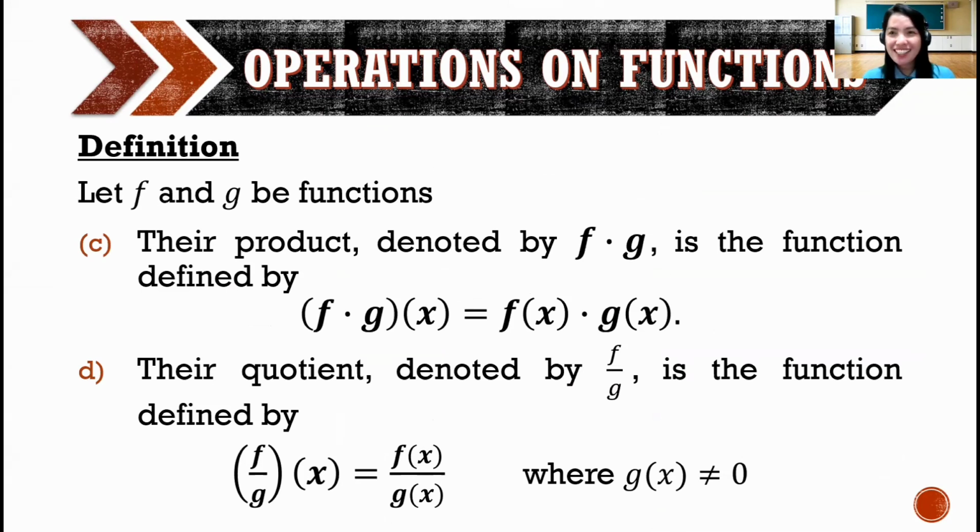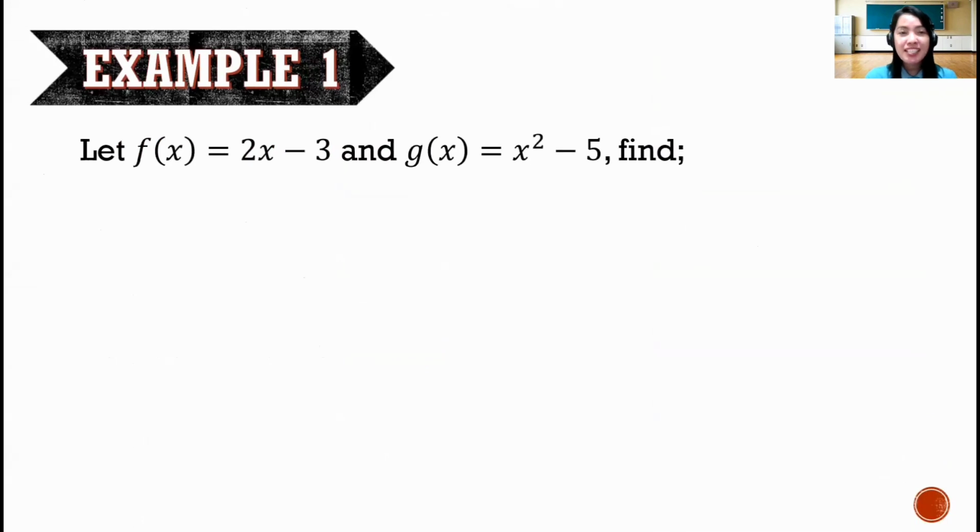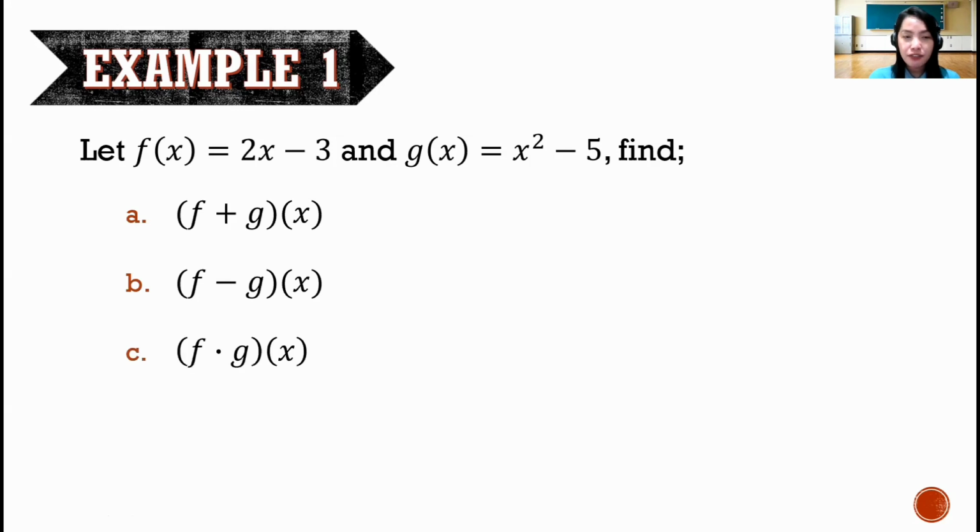Let's apply these definitions in performing the four basic operations on functions using these given examples. Let's have example number 1. Let f of x equals 2x minus 3 and g of x equals x squared minus 5. We're going to find and simplify the following. In letter A, we have the quantity f plus g of x. For letter B, the quantity f minus g of x, letter C, f times g of x, and last, we have f over g of x.